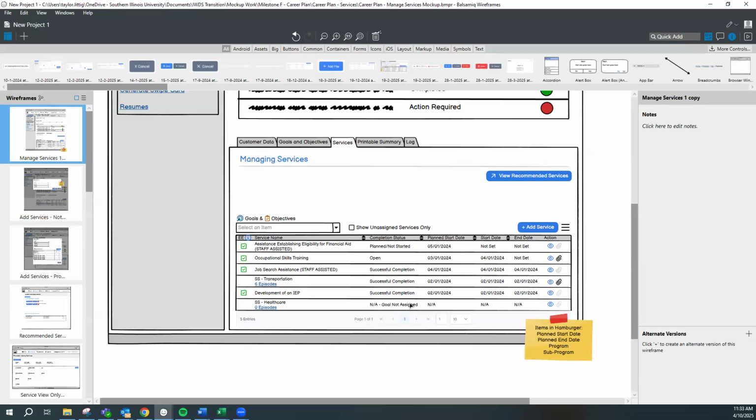I don't know what anybody else thinks, but I could see it being confusing the way it is right now. Yeah, I personally think it should be the latter. I think you should have open and then planned and then the completed ones at the end. Okay. And then the goal not assigned ones at the very bottom.